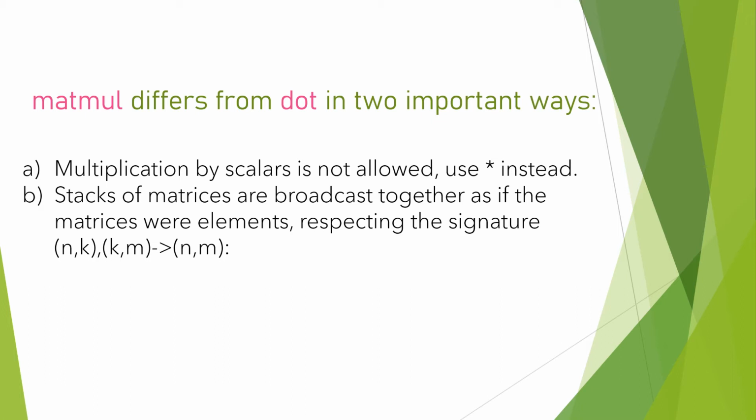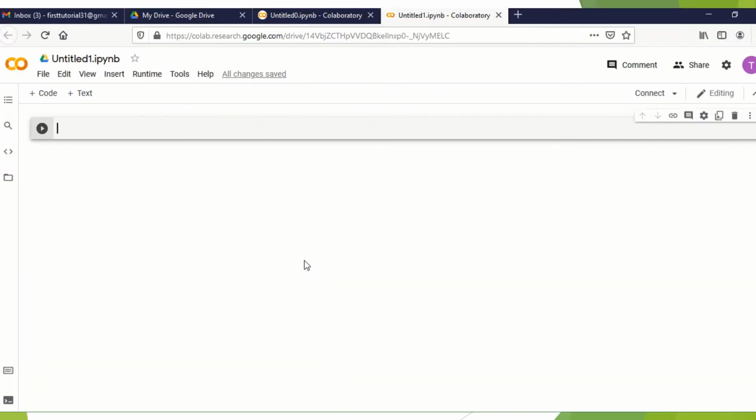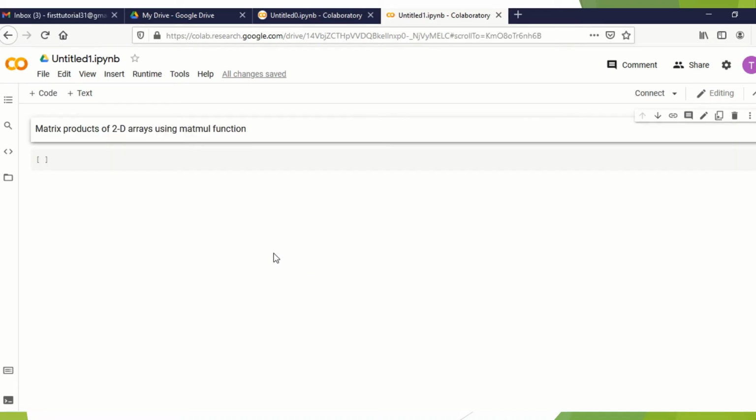Now we are going to see some examples using matmul. This is our Jupyter notebook provided by Google Colab. First example, matrix products of 2D arrays using matmul function.